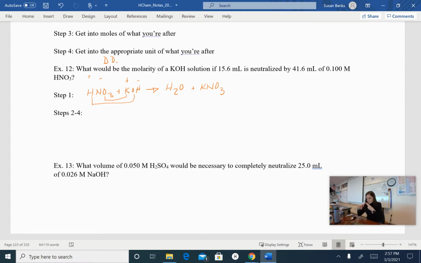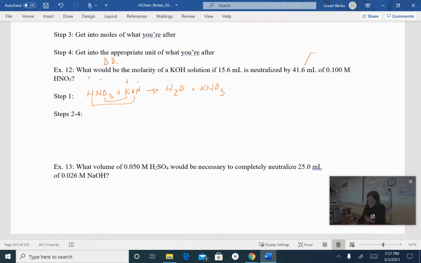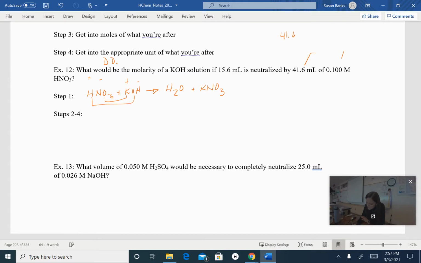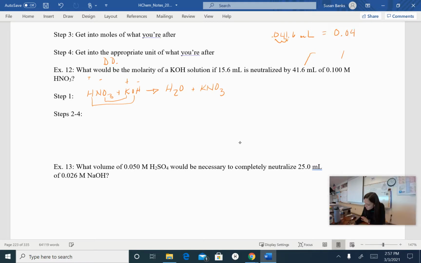The next thing, we've got to figure out what we know both a volume and a concentration for. So we know a volume and a concentration for my nitric acid. Now, my molarity is in liters, but my volume here is in milliliters. There are 1,000 milliliters in a liter. So wouldn't you say that 41.6 milliliters, if I move that decimal place 3 places over, is 0.0416 liters? Can I do that little step to get it into liters?